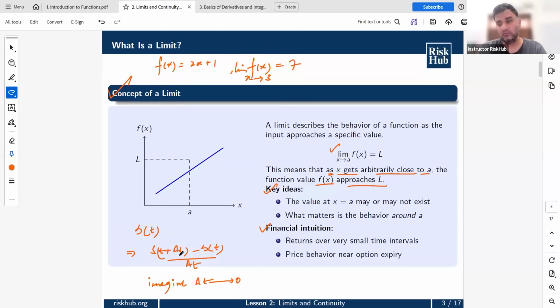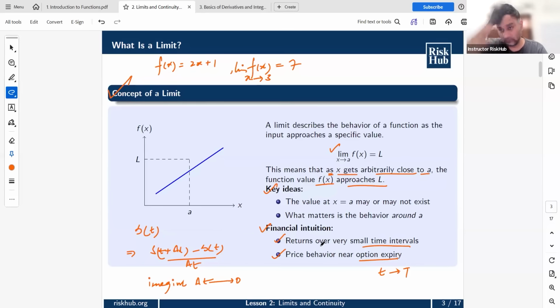And we look at option behavior near expiry also in this way, right? That's the second thing. I've already told you about small time intervals. When we think about option behavior near expiry, as time approaches expiry, the option price behavior changes rapidly. Limits help you analyze this.